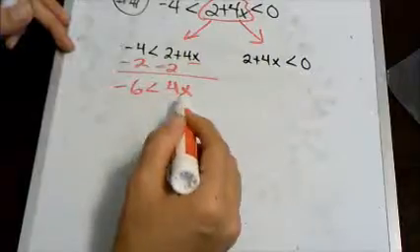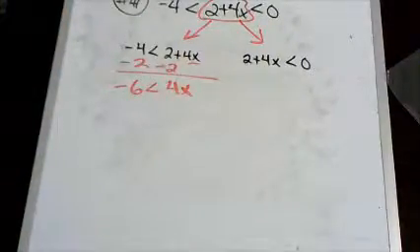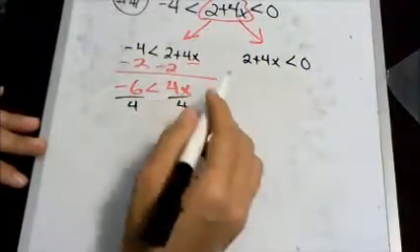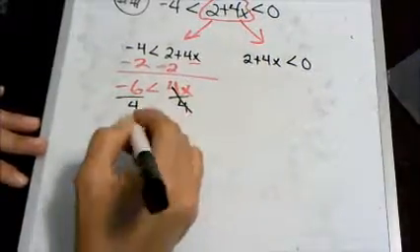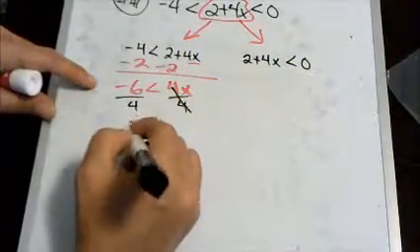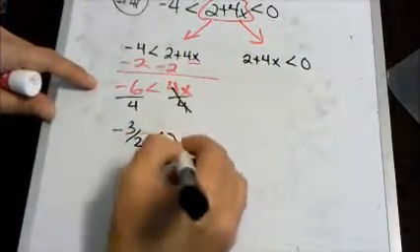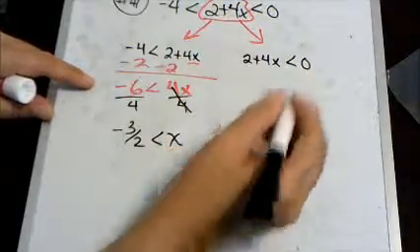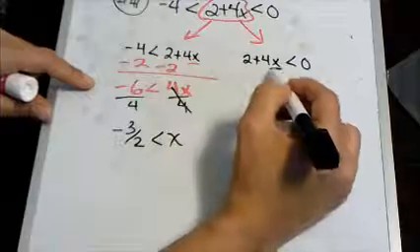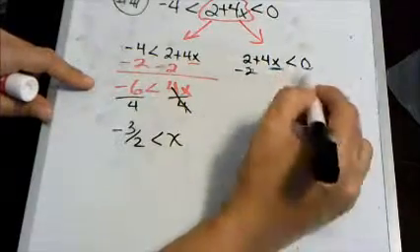Now, let's continue. There's a 4 next to there, so you want to get rid of that 4. Divide by 4. Divide by 4. That cancels that out. Let's go ahead and reduce this. We would have -3/2 less than x. Okay? Let's go to this side. Your x is here, so you want to keep that there. Let's take this 2 off.